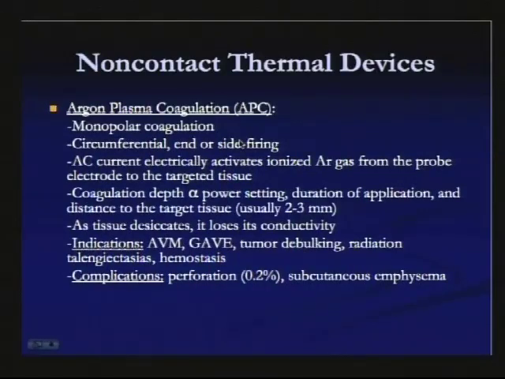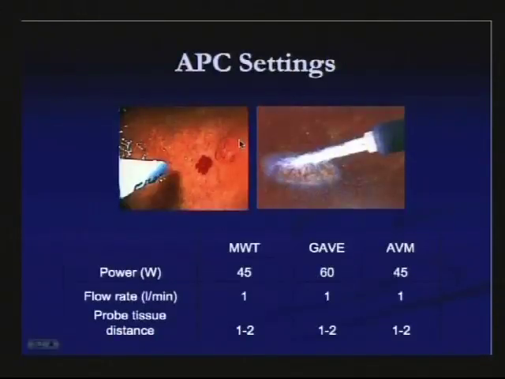Indications are usually vascular lesions, so AVMs, angiectasias. We do it for GAVE, radiation-induced changes. And this is how it works. This is the angiectasia, and then it causes this like thunder. Lightning, sorry.